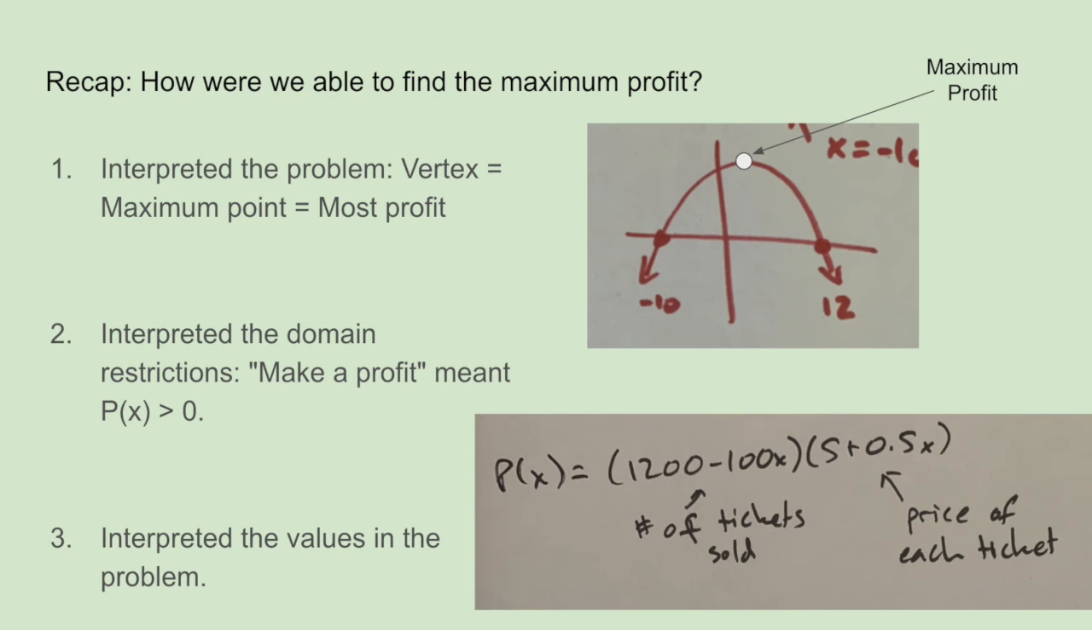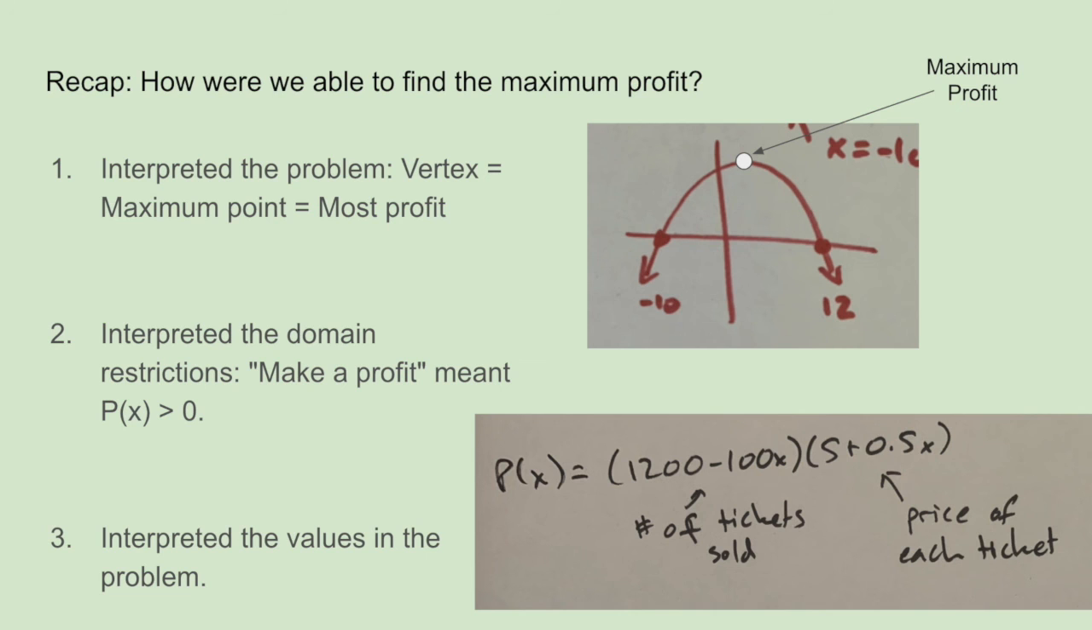Finally, this was the hardest part by far: we needed to interpret the values in the problem. So once we found that the vertex was at x equals 1, we still needed to figure out what the price of the tickets was. That x equals 1 doesn't tell us the price. So we had to know that the first term was the number of tickets, and the second term was the price of each ticket, and then we had to substitute the value of x to figure out 1, the number of tickets sold, and then 2, what we really wanted to know, the price of the tickets that would maximize the profits. In this case, 5 plus 0.5 times 1, or $5.50.